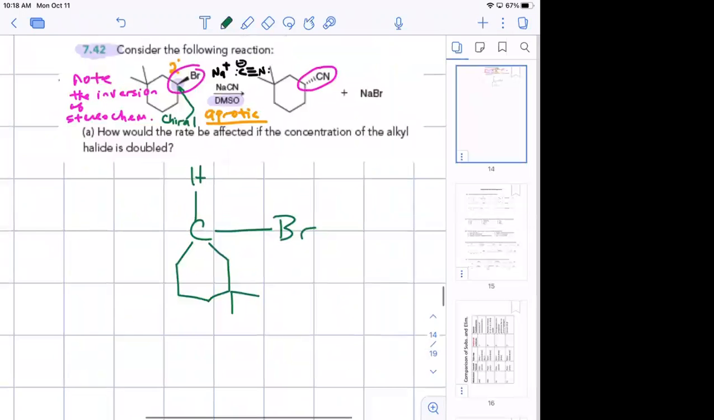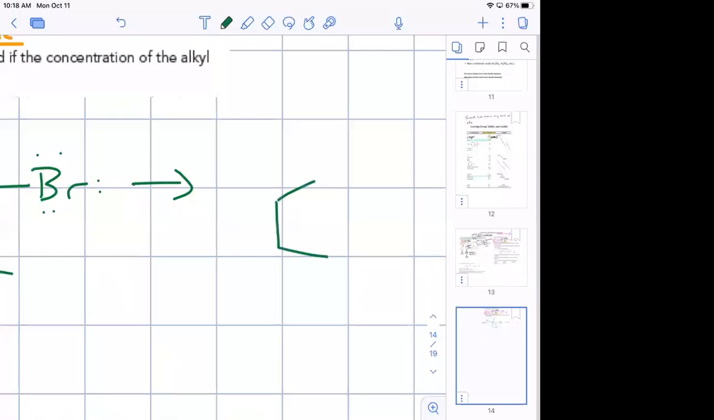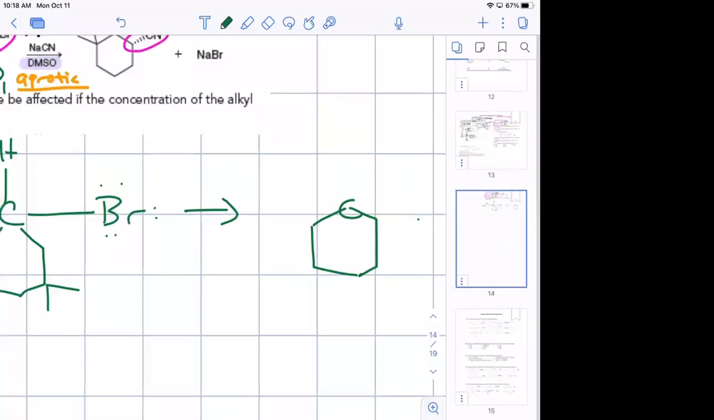So that's bromine, it's on the ring, that's the configuration, right? It's on a wedge. And then the cyanide is gonna come in from this side, like that, boom. It'll never attack from the same side of where your leaving group is. Right, so when that happens, you end up with this. This is C, and then this is H. And now the CN is back here.